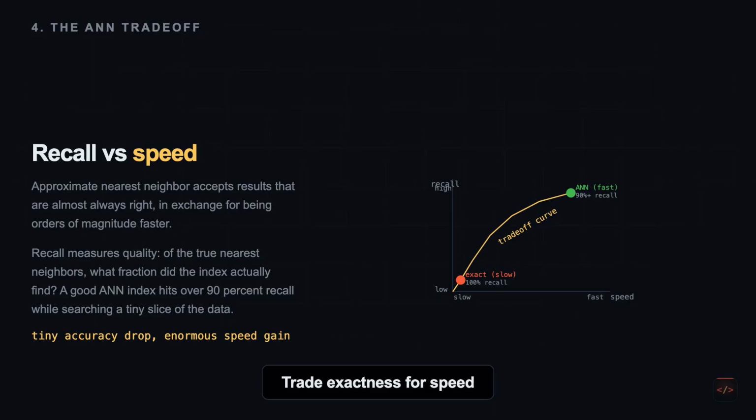The quality of an ANN index is measured by recall. Of the true nearest neighbors, what fraction did it actually find? That's what recall is. A good index hits well over 90% recall while searching a tiny slice of the data. Every index we look at next is just a different clever way to skip most of the database while still landing on the right neighbors.